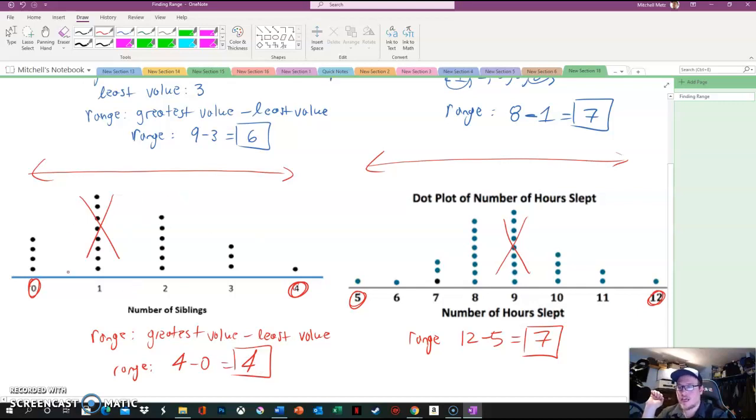This data is closer together on the left, while the data over here is much more spread apart. Unless you know how the number line is numbered, it's hard to tell just by looking at it how spread apart your data is. So you always want to calculate your range to determine that.